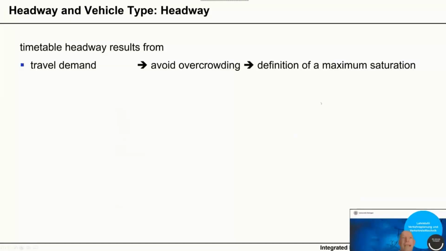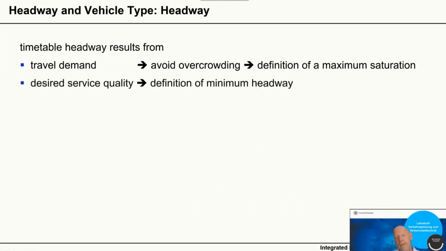Now, if we determine the frequency or the headway, we have two ways of determining the headway. The first one is travel demand. This is always a good argument. Avoid overcrowding. So we define the level of saturation we want to achieve, and from that we can compute the minimum service frequency we need.